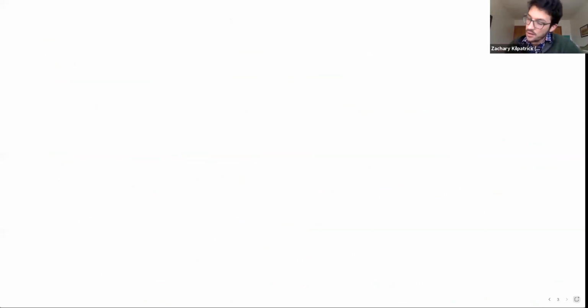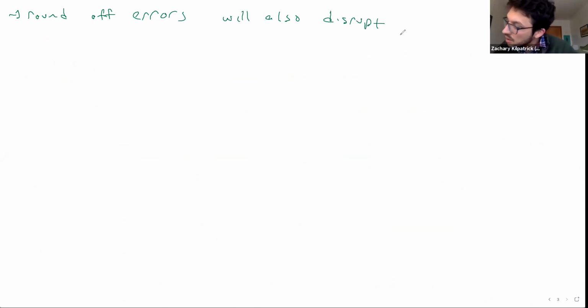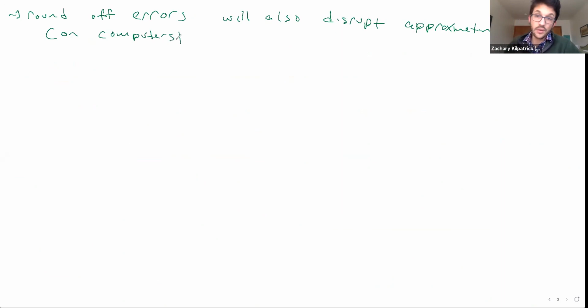The other thing is that round-off errors will also disrupt approximations on computers, right? You have machine precision, and you have to face the reality that you're going to have to pass these asymptotic approximations probably through whatever Python or MATLAB or Mathematica or Maple or whatever. And you're going to be working with computer machine precision. So that creates a problem, right?